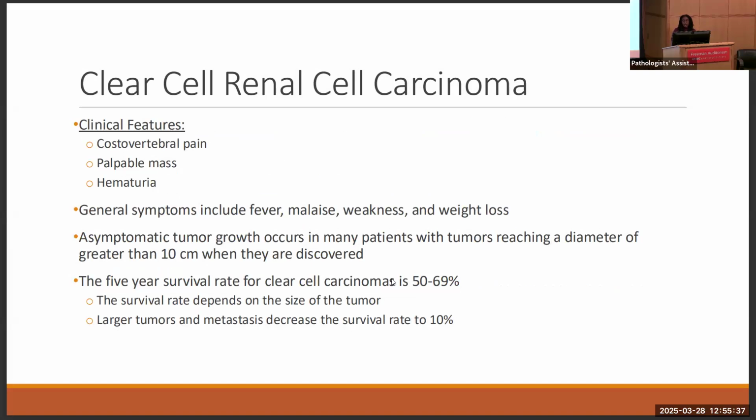Clinical features include costovertebral pain, a palpable mass, and hematuria, with hematuria being the most reliable clue. In 10% of cases, all three features can be seen. Other general symptoms include fever, malaise, weakness, and weight loss. Asymptomatic tumors can be slow growing and reach a diameter of greater than 10 centimeters when they are discovered, which was almost the case for the patient. The 5-year survival rate of clear cell carcinoma is 50 to 69%, and this percentage will vary depending on the size of the tumor. Metastatic cases and larger tumors decrease the survival rate to 10%.